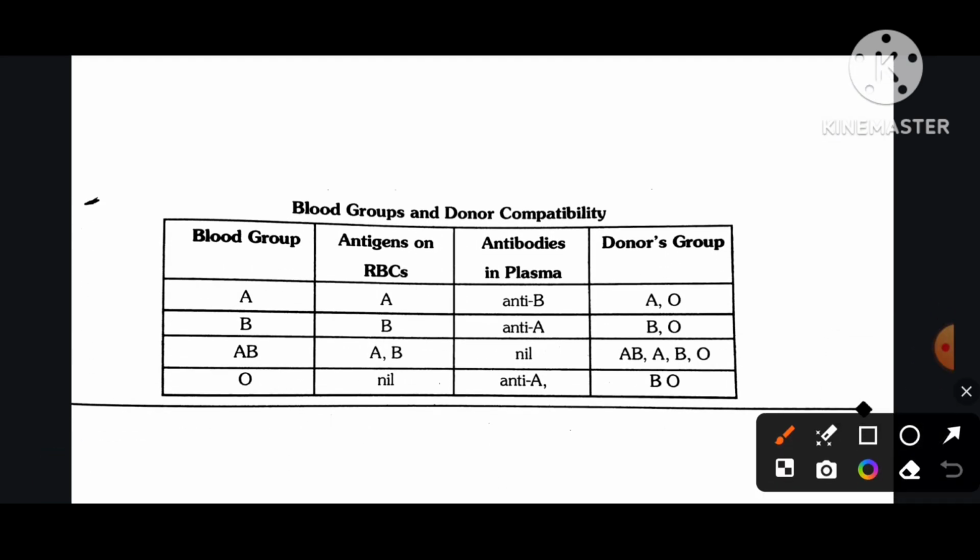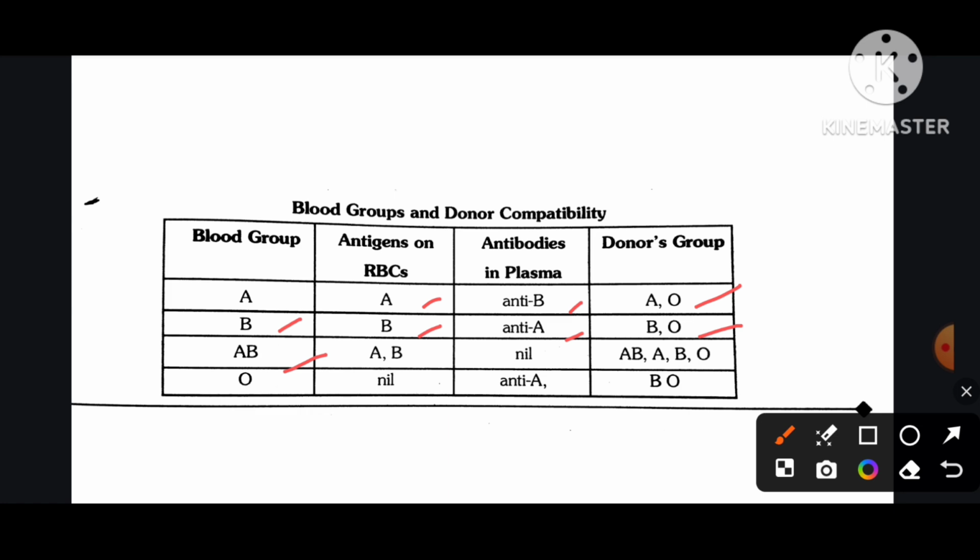Blood group and donor compatibility. Blood groups A, B, AB, O. Blood group A: antigen A, antibodies anti-B, donor A and O. Blood group B: antigen B, antibodies in plasma anti-A, donor B and O.